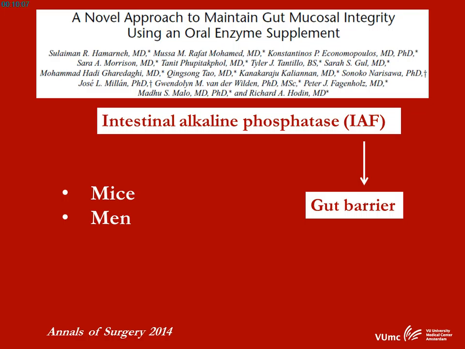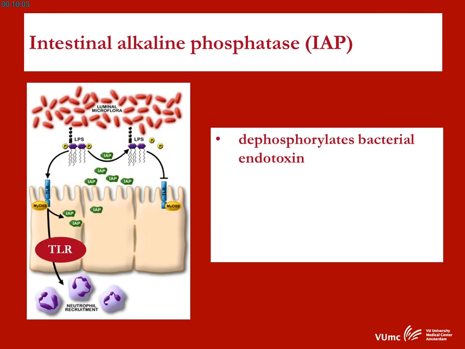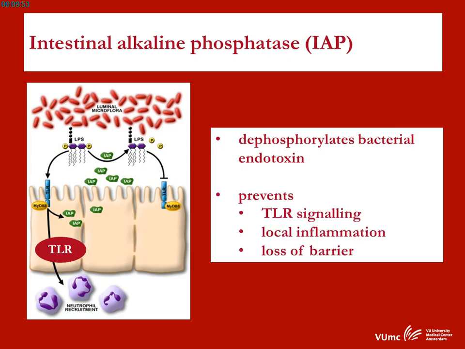but the end effect is that it protects gut barrier during fasting. And what does intestinal alkaline phosphatase do? It dephosphorylates bacterial endotoxin, and thereby it prevents toll-like receptor signaling, local inflammation, and loss of gut barrier. So this is the mechanism.